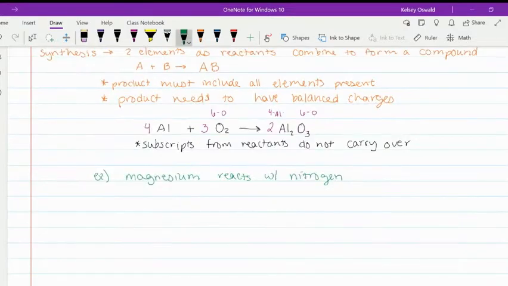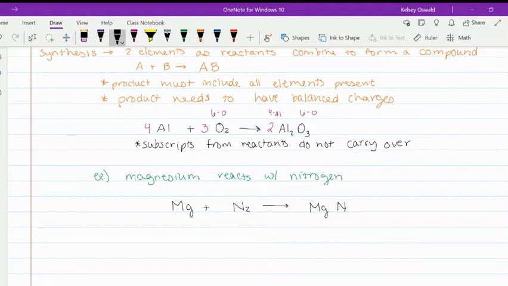Magnesium reacts with nitrogen. Okay. So we know magnesium, that's just going to be Mg plus nitrogen. That's one of our diatomics. So when it's by itself, it's going to be N2. Again, we know this is a synthesis reaction because we have two individual elements by themselves. They are going to react to form one compound.